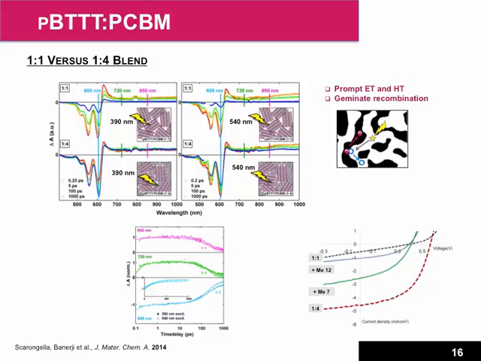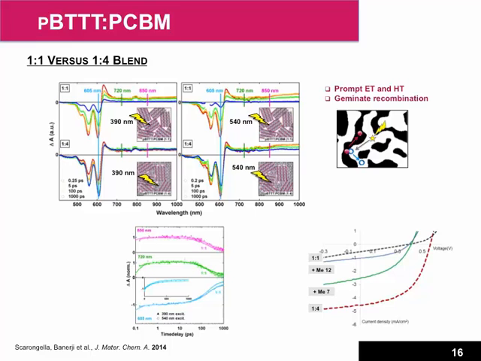Then we looked at the 1-to-4 blend, which gives this much better solar cell efficiency. And here, when we excited the polymer, we immediately saw again the signature of the charges with this peak here. And so it makes sense because all the polymers are still close to fullerene. So again, all the electron transfer is prompt. However, when we excited into the fullerenes, we saw also partly some slower rise of the ground state bleaching of the polymer.